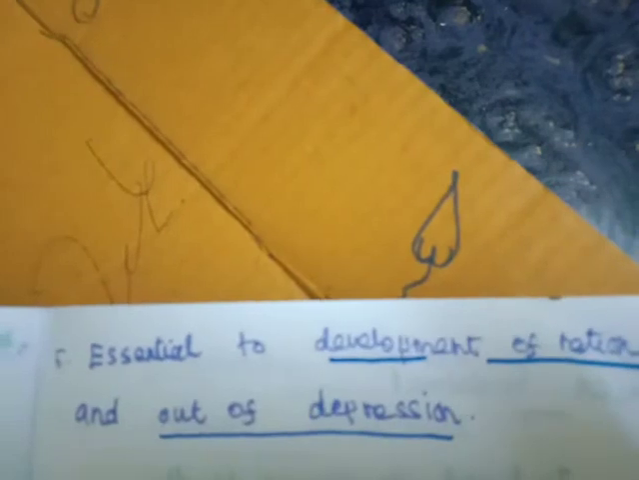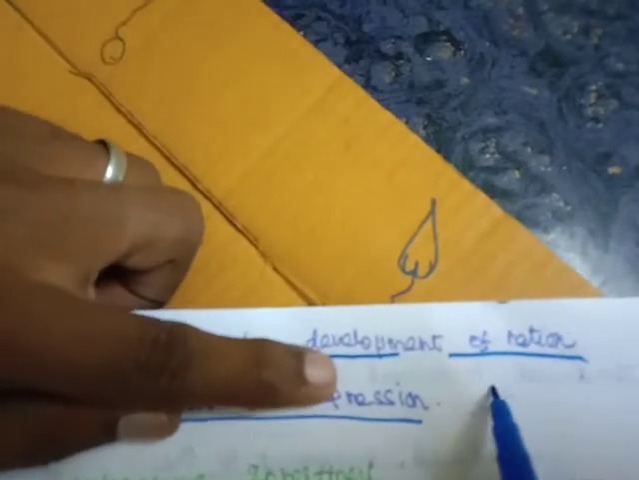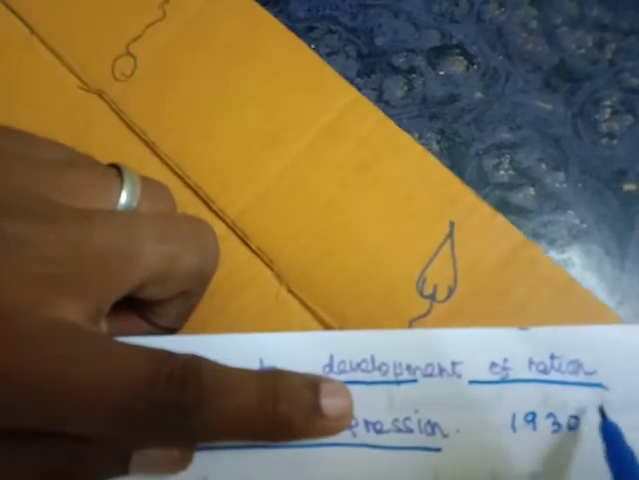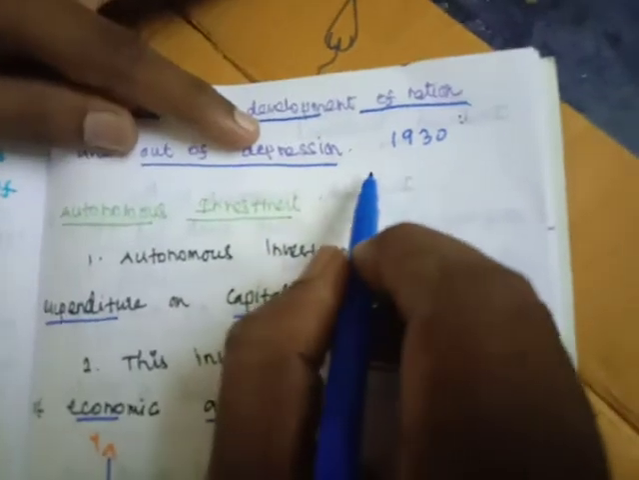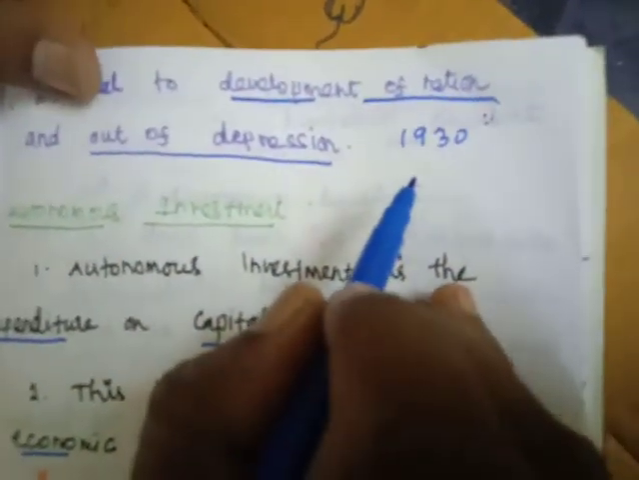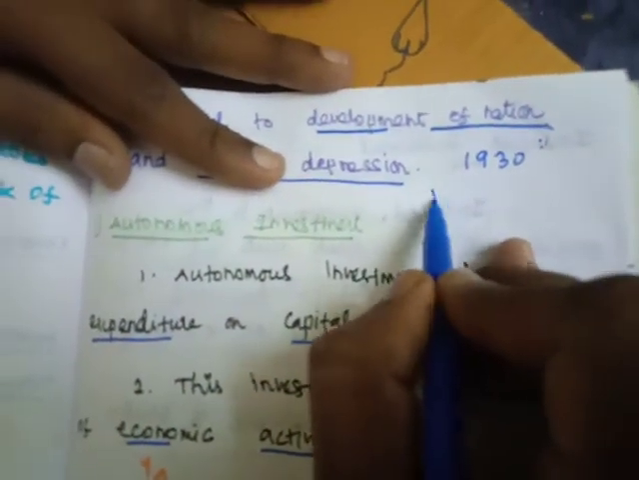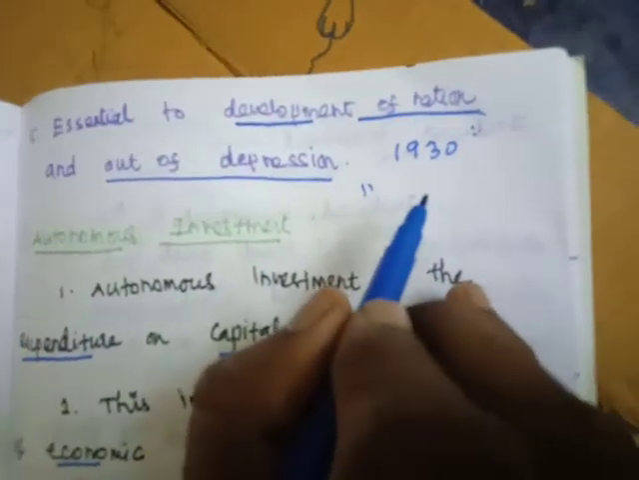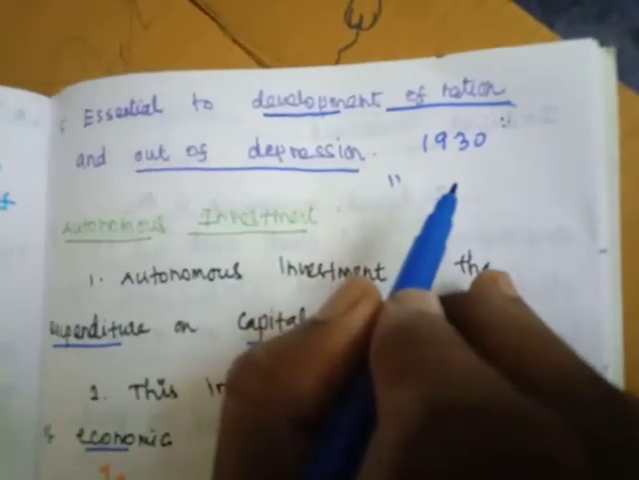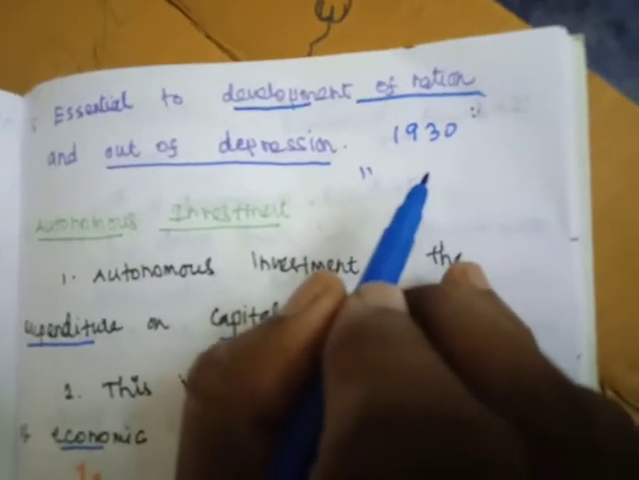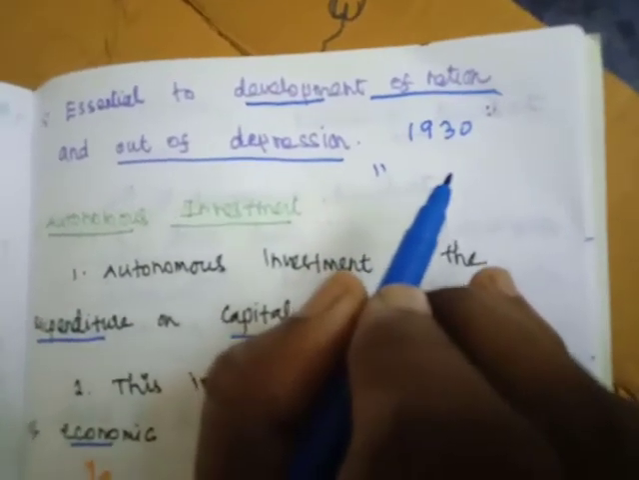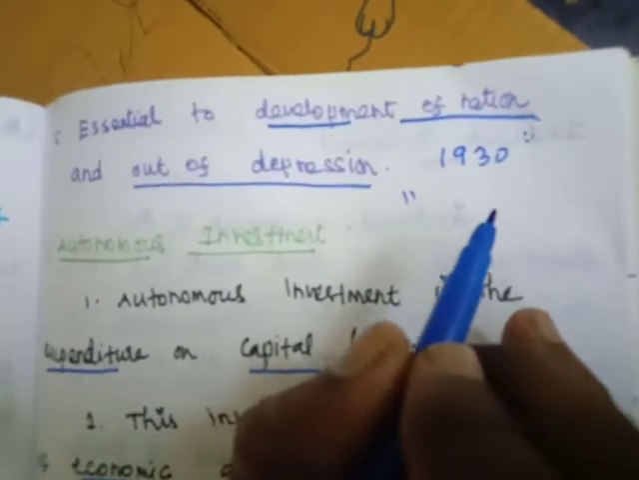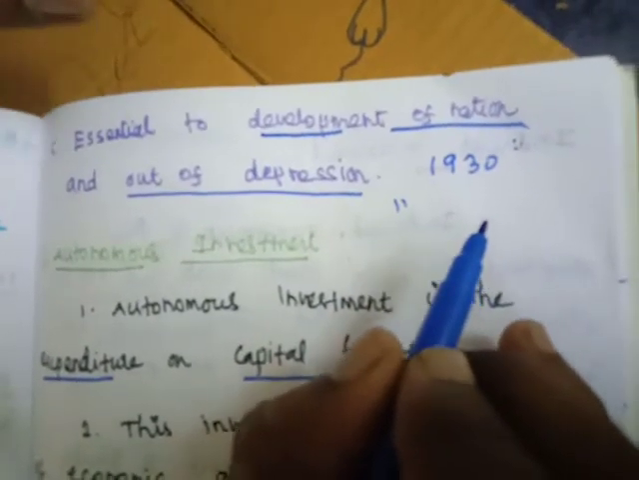Sometimes the country may be affected by depression, economic depression. For example, in 1930, all the countries in the world were affected by this economic depression because of the First World War. Not only India, all the countries in the world were affected, especially America. The American people were borrowing money from the bank and investing it in the share market.